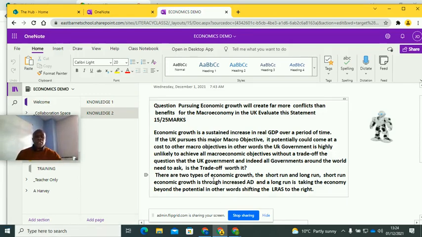Okay, so there are two types of economic growth: the short run and the long run. Short run economic growth is through increased AD, and the long run is taking the economy beyond its potential. In other words, shifting the LRAS to the right. So I've shown the examiner that I understand there are two types of economic growth. This is a great way of starting your essay and a great way of getting knowledge marks. Just remember, don't do definition after definition. Look for key terms that explain the question, so the examiner knows you actually fully understand what you're doing.